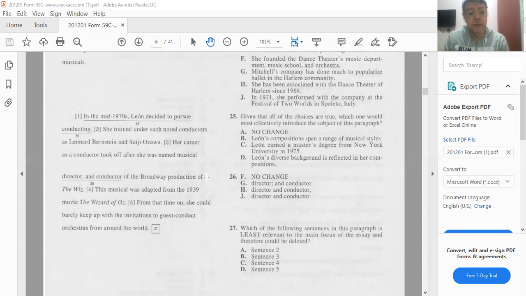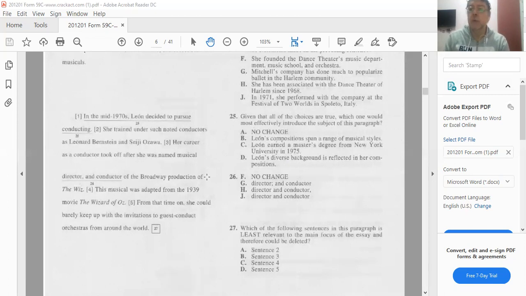All right, so the beginning would say in the mid 70s, Leon decided to pursue conducting. Then it says she trained under such noted conductors. No, this is closely related. How about 3? Her career as a conductor took off after she was named musical director and conductor, also in line with what's being discussed. How about number 4? This musical was adapted from the movie Wizard of Oz. Yeah, that's not very much related to what is being discussed and her being a conductor and so on.